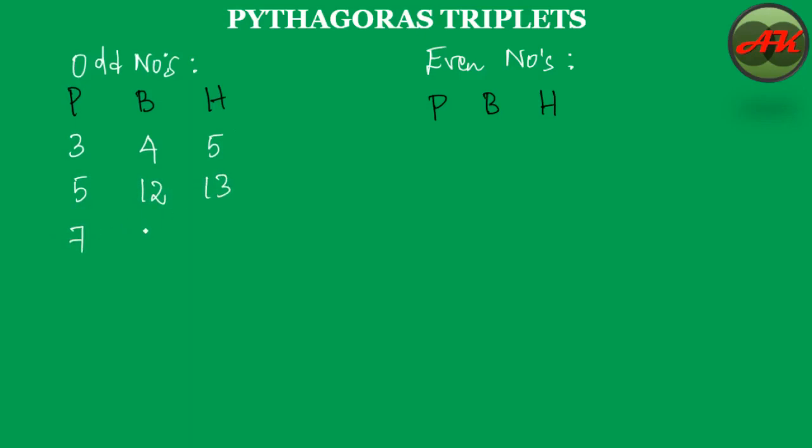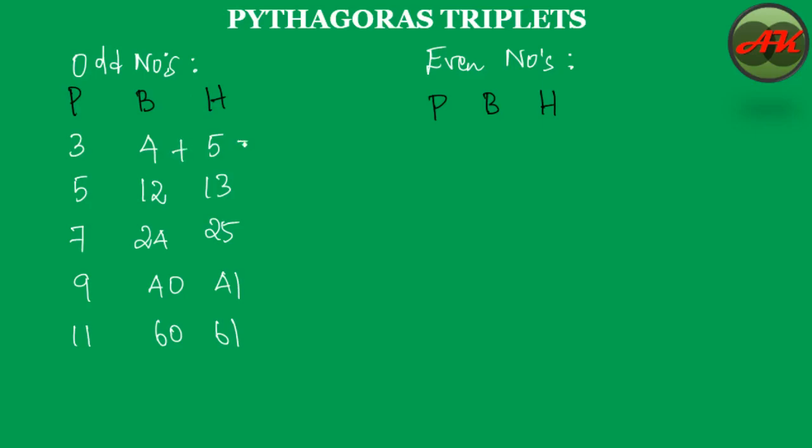7, 24, 25, 9, 40, 41 and then at last 11, 60, 61. For odd numbers, these are the basic triplets you need to remember. Let's see how to remember.